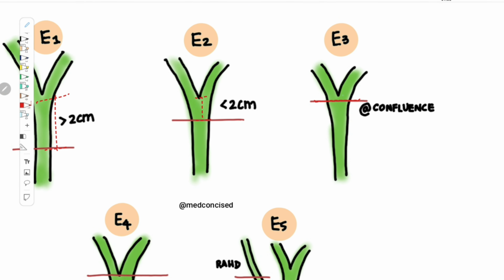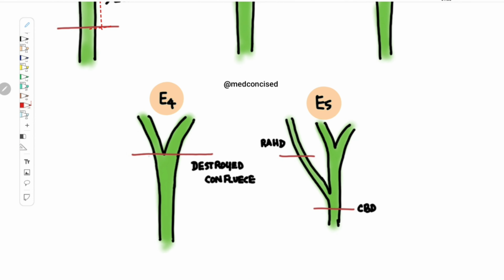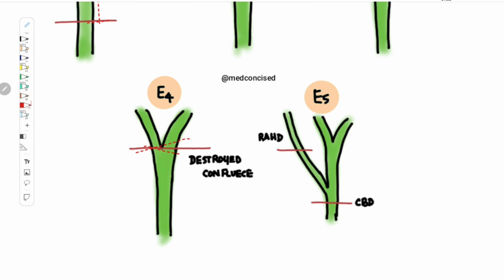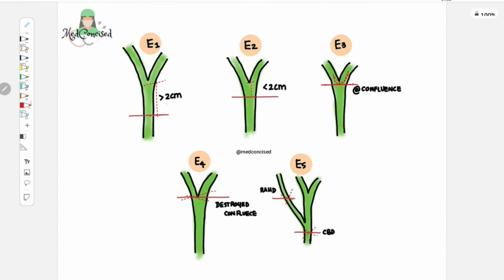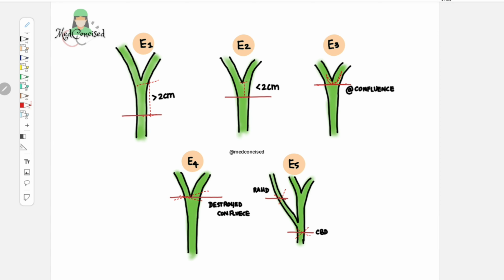If it is near the confluence but the confluence is still intact, then it is type E3. If the confluence is destroyed, then it is type E4. And if the injury is to the right aberrant hepatic duct and the CBD, then it is type E5. So more than 2 cm, less than 2 cm, near at the confluence, and RAHD with CBD.